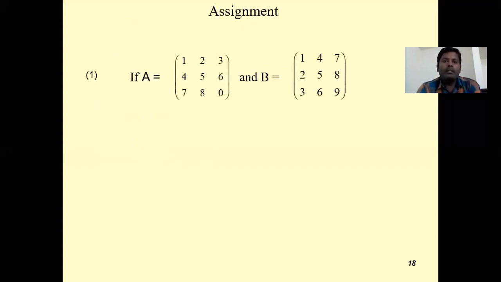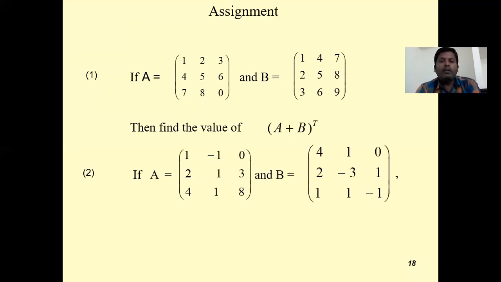The first question: if A is equal to 1, 2, 3, 4, 5, 6, 7, 8, 0 and B is equal to 1, 4, 7, 2, 5, 8, 3, 6, 9, then find the value of (A plus B) whole transpose. Okay, we know that A plus B. First we do the addition, then after that we write the transpose, which means we have to interchange the rows into columns.